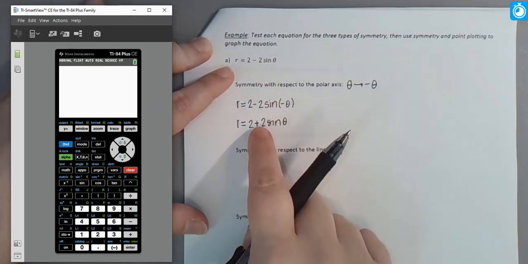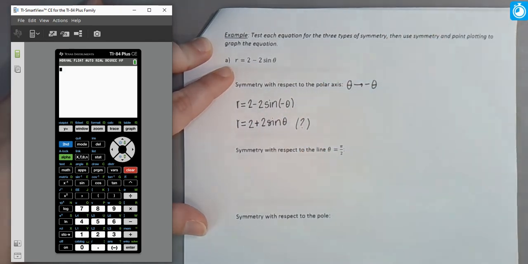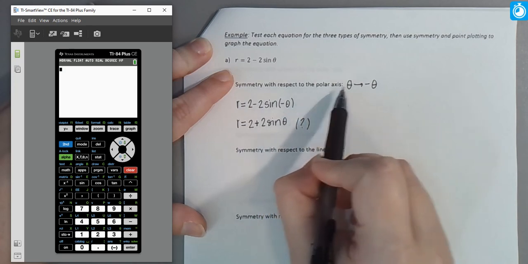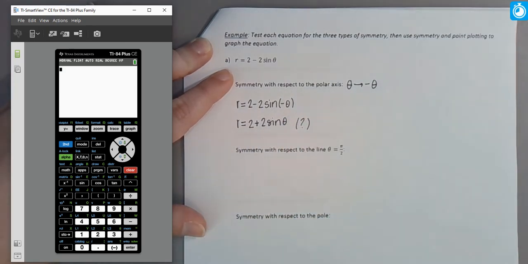And so we get back to something that doesn't actually match the original equation. Notice the sign in the middle changed. So what we conclude from that is we can't conclude anything. We say that the test is inconclusive. It doesn't necessarily mean that when we graph this equation, we're not going to have polar axis symmetry. It just means that the symmetry test didn't give us that information. We would say that this test is inconclusive.